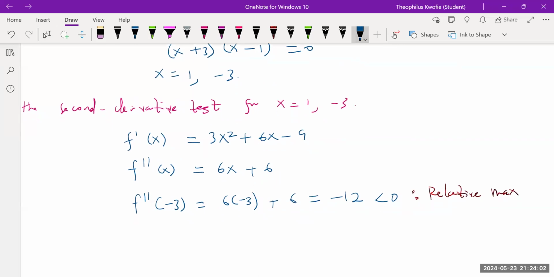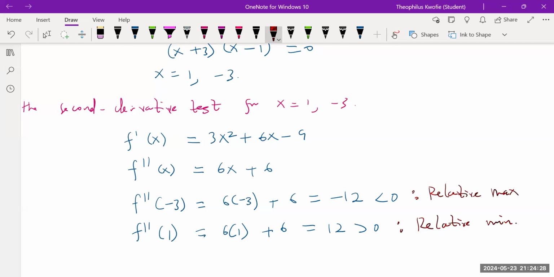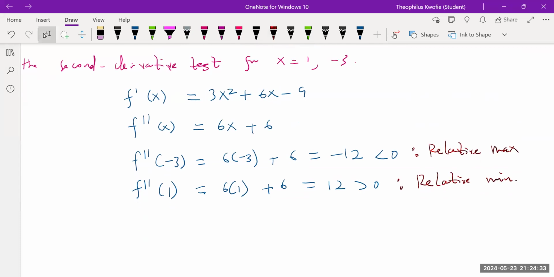And then we also evaluate the second derivative at 1. It just means that wherever I see x in this, I just replace it by 1. On that note, we're going to have 6 of 1 plus 6, and that should give us what? 12, which is positive, which means that at this point, we're going to have a relative minimum. Is that okay? Good. So if that's the case, now let's collect the points or the coordinates together.